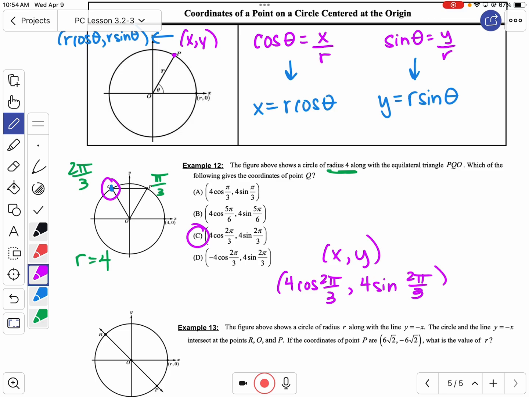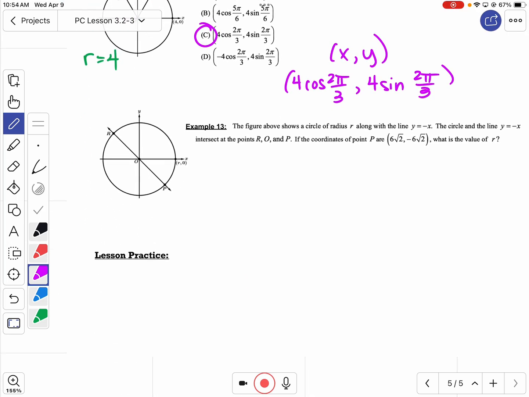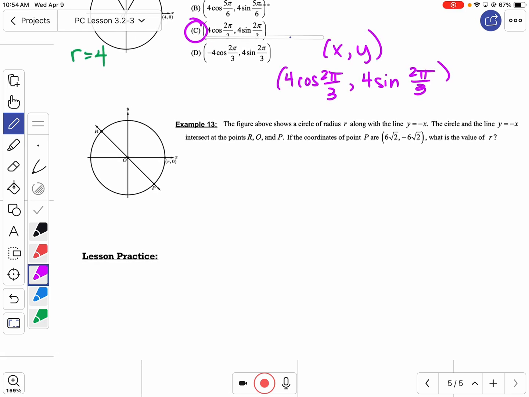All right, let's do one more. This one's a little bit different. It's asking me some different things. It says the figure shows the circle of radius r along with the line y equals negative x. The circle and the line intersect at the points R, O, and P. If the coordinates of P are 6 square root of 2, negative 6 square root of 2, what's the value of r? So it's asking me to find something totally different this time.